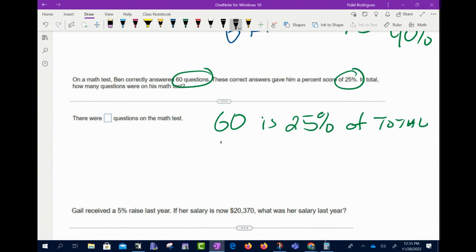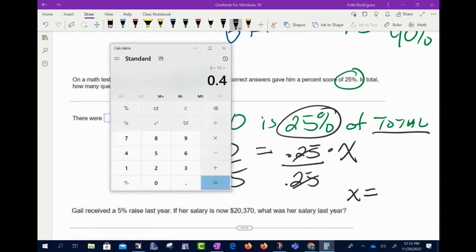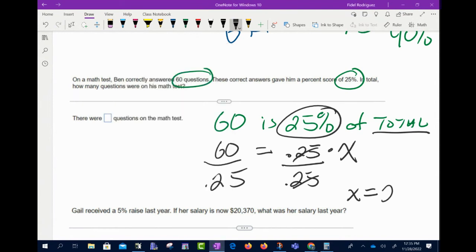So what I'm going to do here, y'all, I'm going to leave that 60 alone. "Is" means equals. 25% as a decimal is 0.25. "Of" means to multiply. I don't know what the total is, so I'm going to call that x. And all I'm trying to do here, y'all, is solve for x. So I would divide everything by 0.25. And so I'm going to take 60 and divide it by 0.25. So there were a total of 240 questions on that test, right?